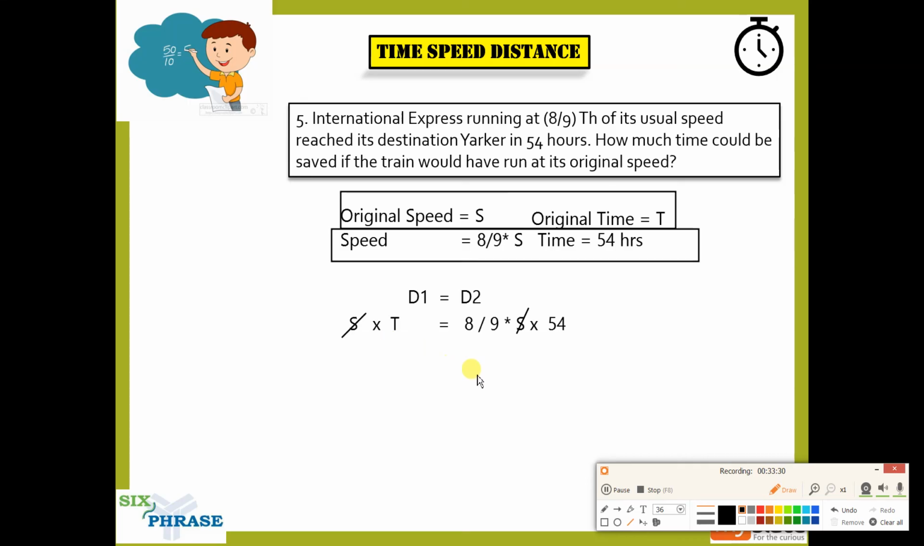The original time will be, again you can cancel this 9 and 54, and you will get 6 times, so 8 into 6 will be 48. So this t has the value, the original time, of 48 hours. If he can travel at the original speed, he'll reach there in 48 hours. Now he's doing it in 54 hours. If he goes at the original speed, he'll reach in 48 hours. So the time saved will be 6 hours. So the answer is 6 hours.